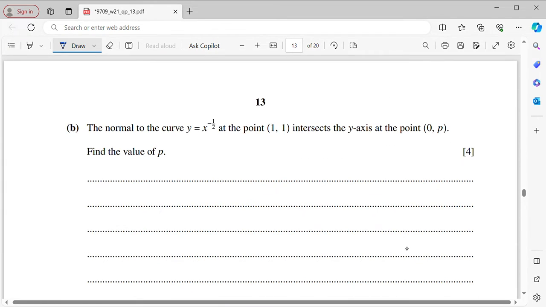Okay, next, B. The normal to the graph y equals x to the power of negative half at the point 1, 1 intersects the y-axis at the point 0, p. Find p. So first of all, we need to find what a normal is. Before we get the equation of the normal, we need to get the gradient of the normal. And before we get the gradient of the normal, it's compulsory to get the gradient of the tangent, which is dy/dx.